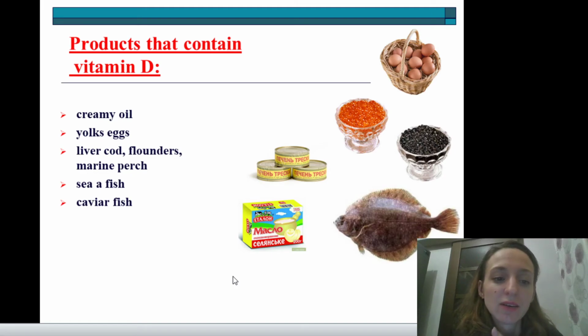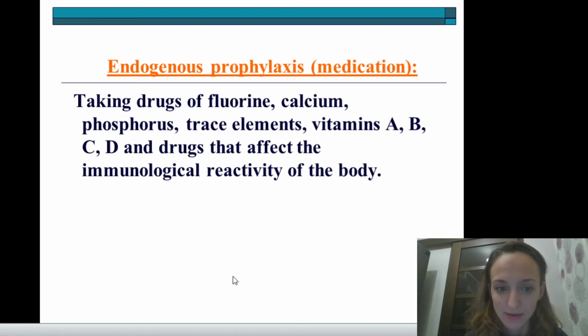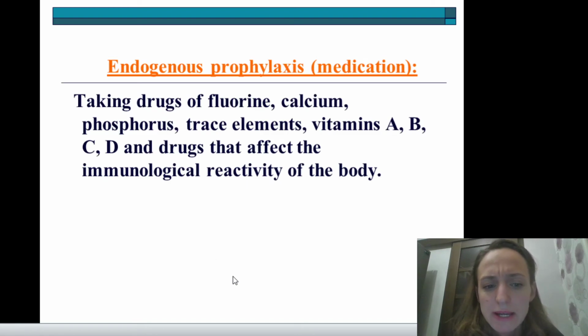Products that contain vitamin D, a very necessary vitamin for people. It is in fish, in eggs, in caviar, in butter, in liver. And the general preventive measures, so taking medication of fluorine, calcium, phosphorus, and trace elements, vitamins of group A, B, C, D, and drugs that affect the immunological reactivity of the body.